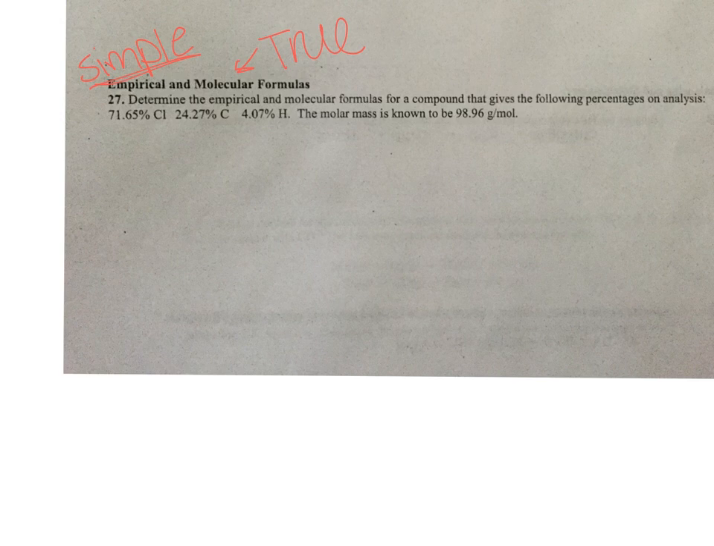So what did you say? 1 to 4 for empirical, 2 to 8 for true. So that would be how you would basically reduce it down.